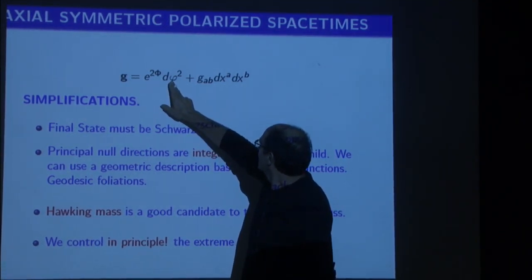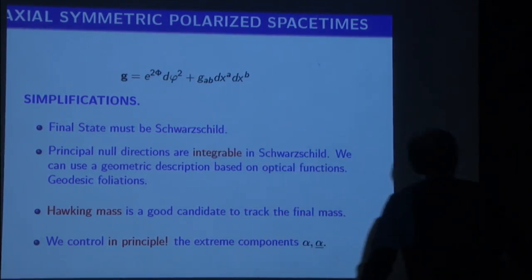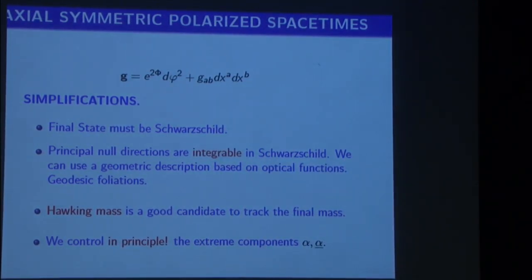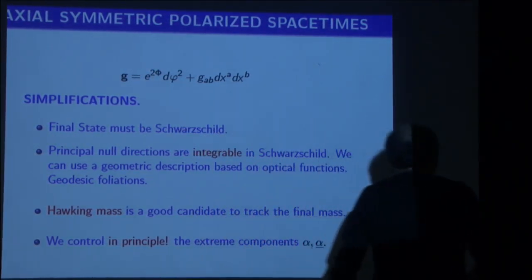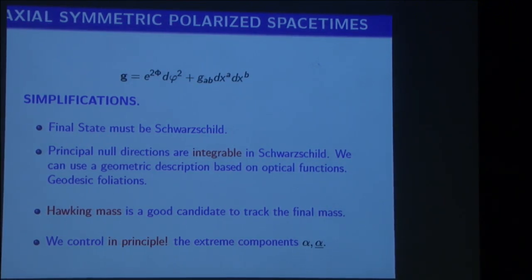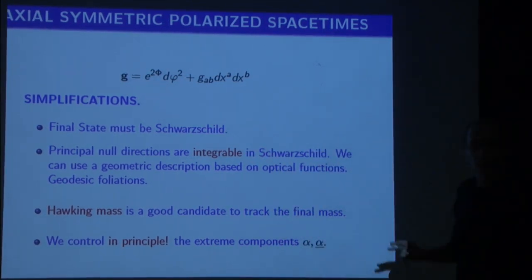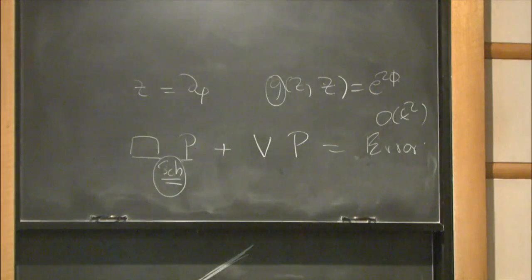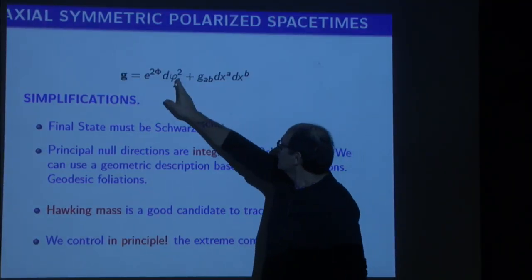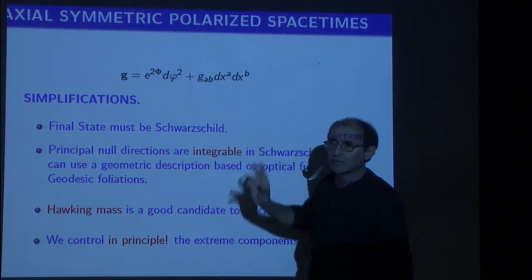There is a coordinate phi which corresponds to an axial symmetry. So d over d phi is going to be a Killing vector field. There is something here, this capital Phi, which can be simply understood as being g of zz, g being the space-time metric, so this is equal to e to the 2 phi. And then you have a 2 plus 1 dimensional metric. I say 2 plus 1 because it's Lorentzian. And of course, the metric coefficients here do not depend on phi. So this is what a polarized metric is.